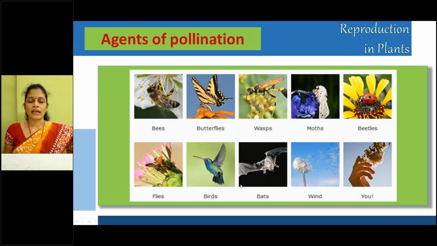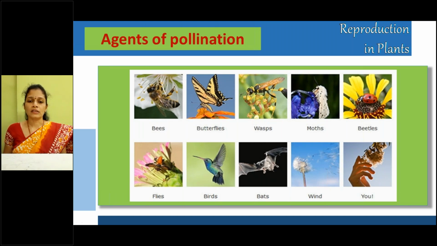Now let us see the agents of pollination. What do you mean by agents of pollination? So this pollen should be carried by someone. So some animals are helping them in the pollination. So look at the pictures here, children. We have bees, butterflies, wasps, moths, beetles, birds, flies, bats. Even wind is also an agent of pollination, and sometimes human beings also help in pollination.